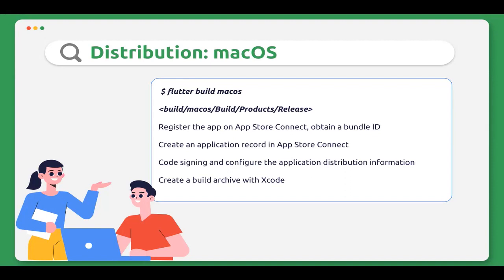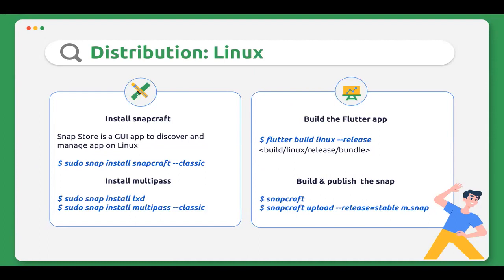We create an application record in App Store Connect, do the code assign and the configuration of the application distribution information. In the end, we create a build archive with Xcode. The process is similar on Linux, but with a different app store and a different environment.